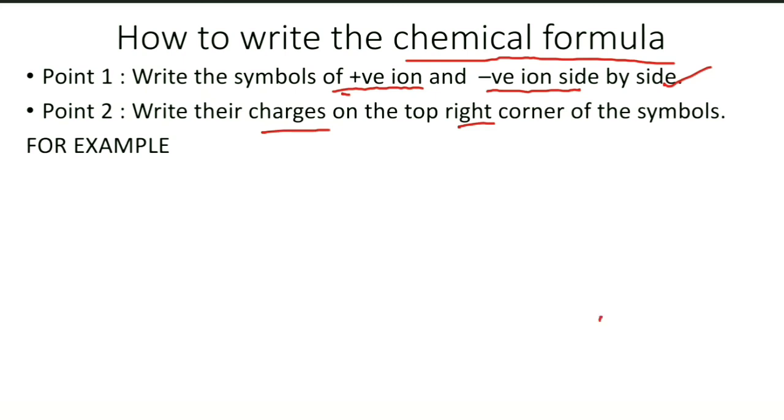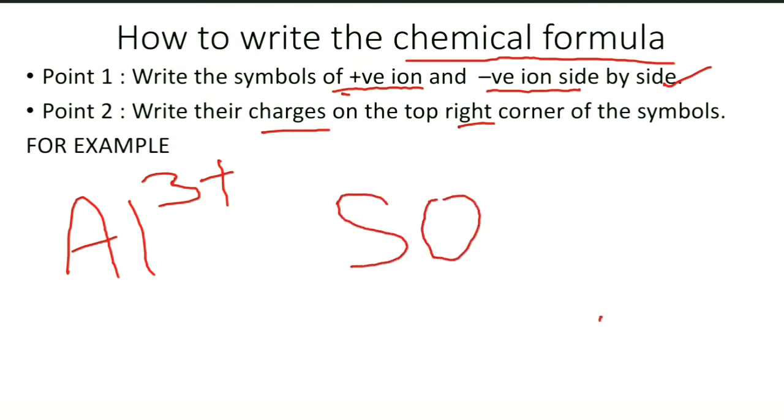For example, if we take aluminium ion, Al3+, and the negative ion, SO4 2-.